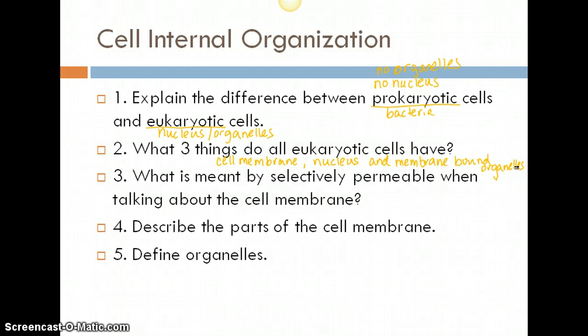What is meant by selectively permeable when talking about the cell membrane? This gets us into chapter 5 a little bit, but just initially in chapter 4, we talked about that definition, and it just means that it allows some things in and some things out. It's kind of like a security guard, and they only let the things in or out that are supposed to go in or out. Describe the parts of the cell membrane.